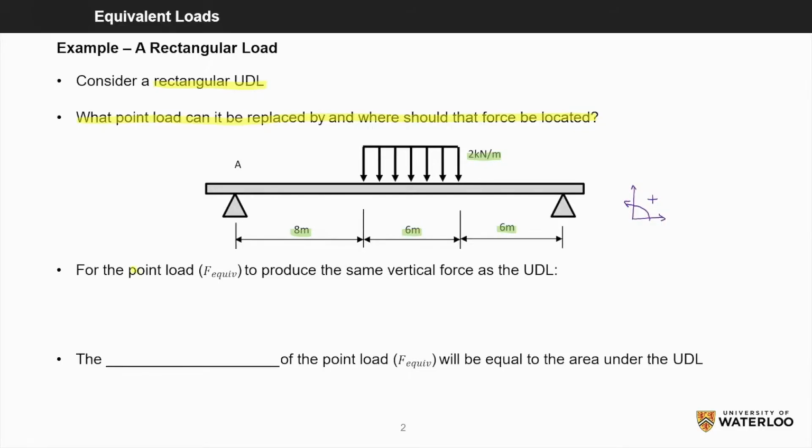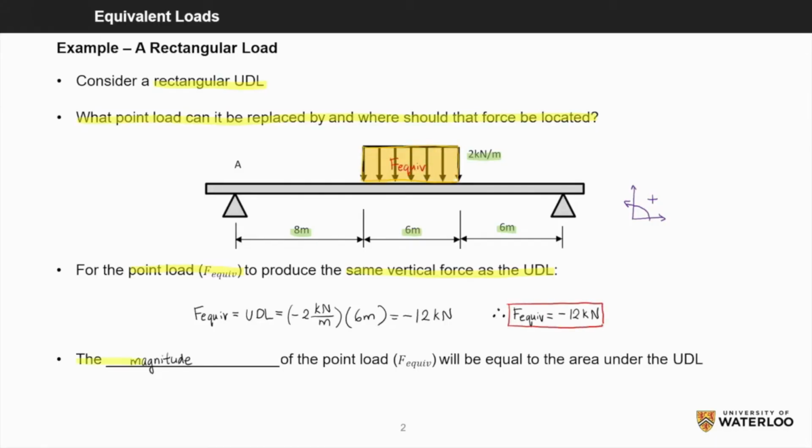Next, to create a point load that is equivalent to the UDL, which we will call F equiv, we will multiply the distributed force of -2 kilonewtons per meter, negative because it is acting in a downwards direction, with the length of the UDL of 6 meters. This gives us an answer of -12 kilonewtons. To summarize, the magnitude of the point load F equiv will be equal to the total force, or the area under the UDL.